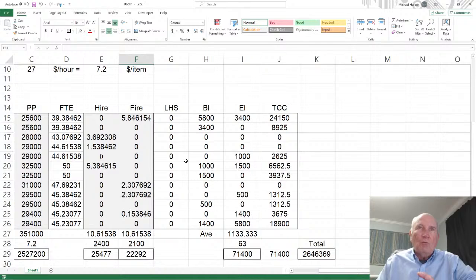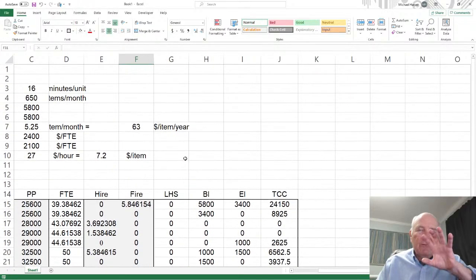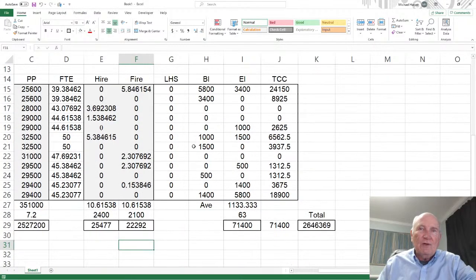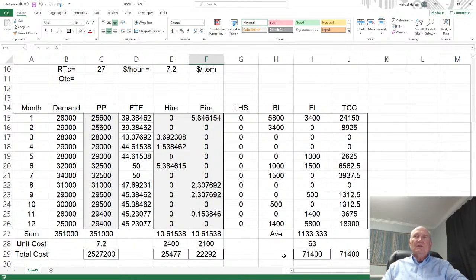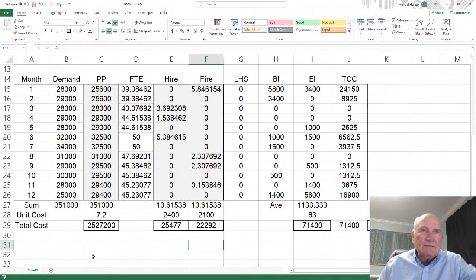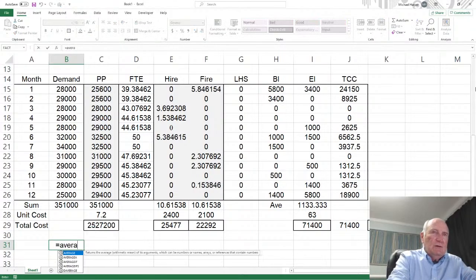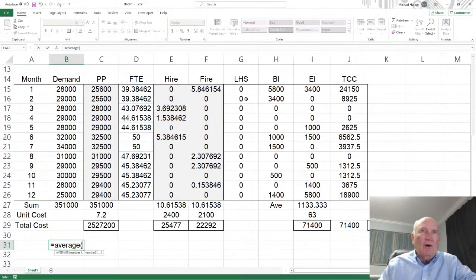Once you're here, from this you can answer the rest of the homework, and that's why I'm doing it for you. For example, level capacity. What's level capacity? Level capacity simply says this: what if I took the average of all of my demand, which is, what is it?